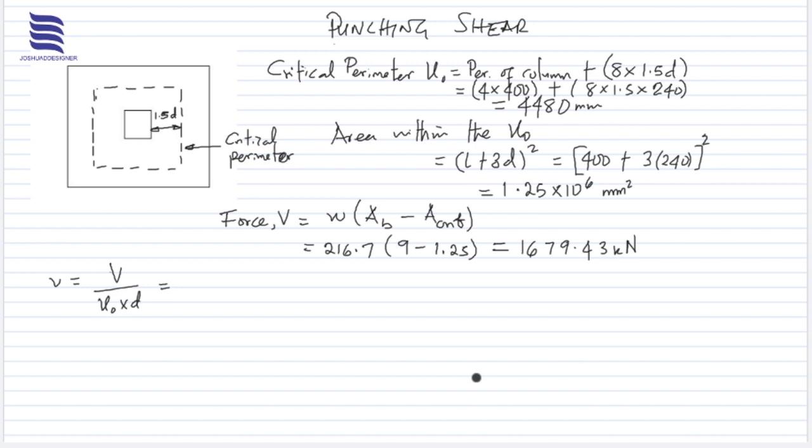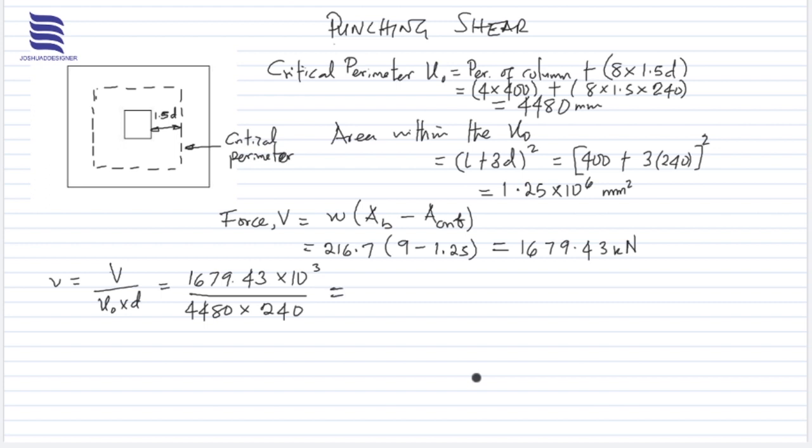Now the load we obtained formerly, that's going to be the force we obtained, rather, not the load. That's going to be 1679.43 multiplied by 10 raised to power 3, converting that to Newton, divided by the critical perimeter. Now the value you have for the critical perimeter, which is 4480 multiplied by the effective depth.